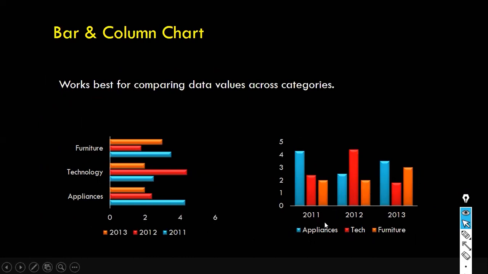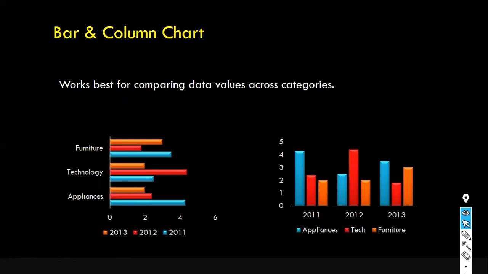Because otherwise, what will happen is this city name is very lengthy, and this city name is very lengthy. Both of them can overlap. It can get cluttered, very difficult to interpret sometimes. So in that kind of situation, you can go for the bar chart. If the category names are too long, it is preferable to use a bar chart rather than the column chart. If you remember it, this is enough.